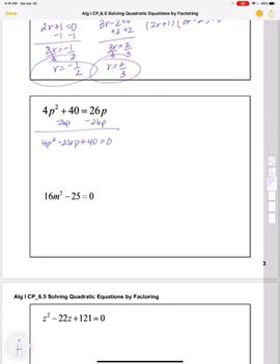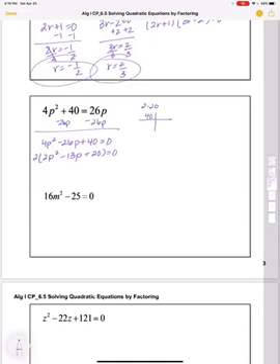Is there a GCF? 2, all those numbers are even, right? I could take 2 out. So if I take a 2 out, I have 2 times 2p squared minus 13p plus 20 equals 0. Now I still have 2 in the front, so I have to do AC factoring. So I have to do 2 times 20, and that's 40.